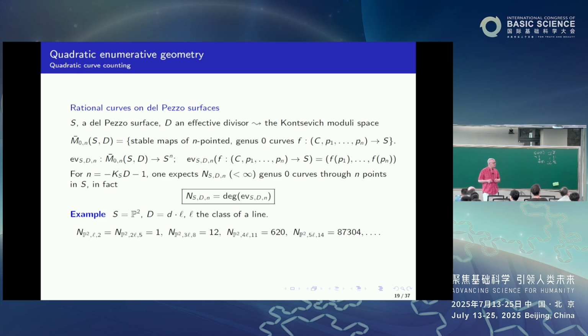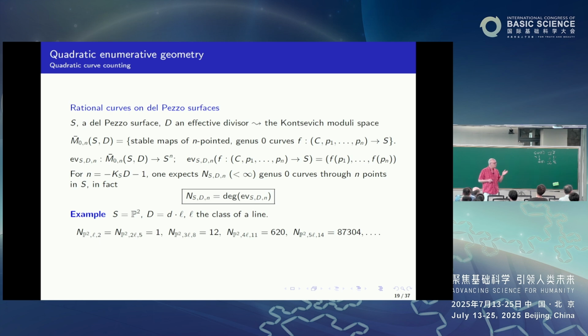So you take a Del Pezzo surface, for example, P2, P1 cross P1, various other examples. You take an effective divisor, and the question is, if you take the complete linear system of the effective divisor, and you fix the right number of points, so you get a finite number, how many rational curves in the linear system pass through those points?